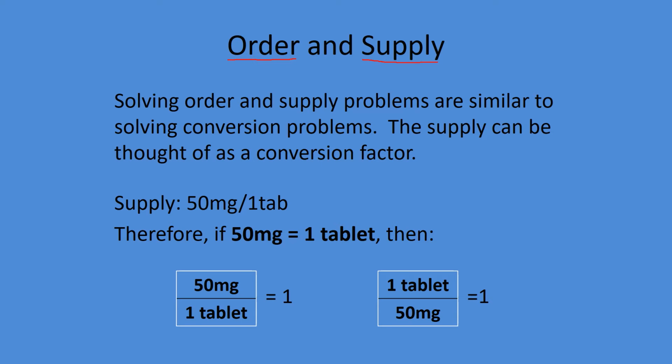So we're using the same factor label method and dimensional analysis that we did for converting between English and metric units. So if you're still having trouble with that, go back, review the video, work on some more items, and then come to class with the questions, and then we can continue on with the order and supply.